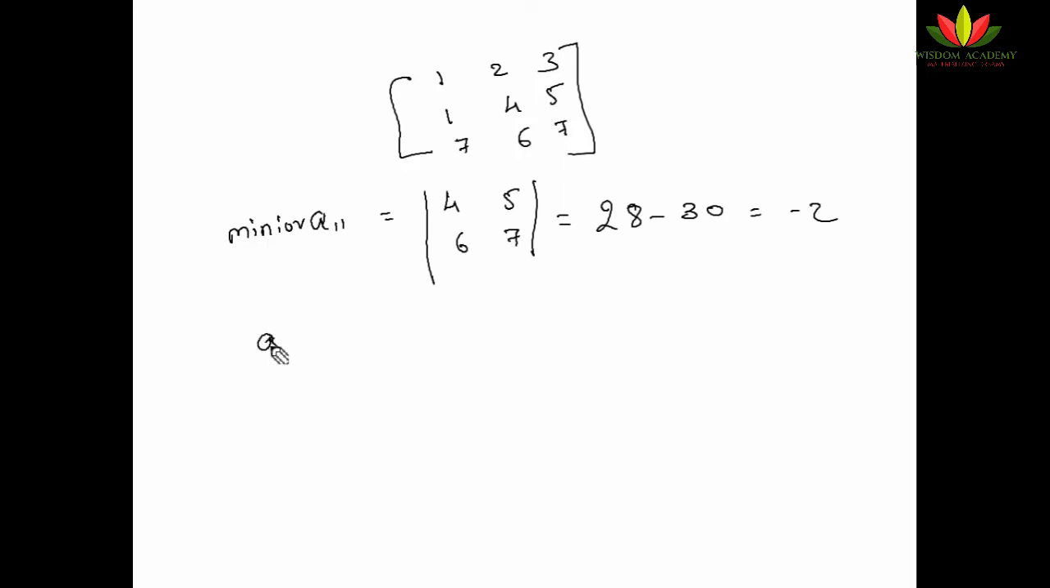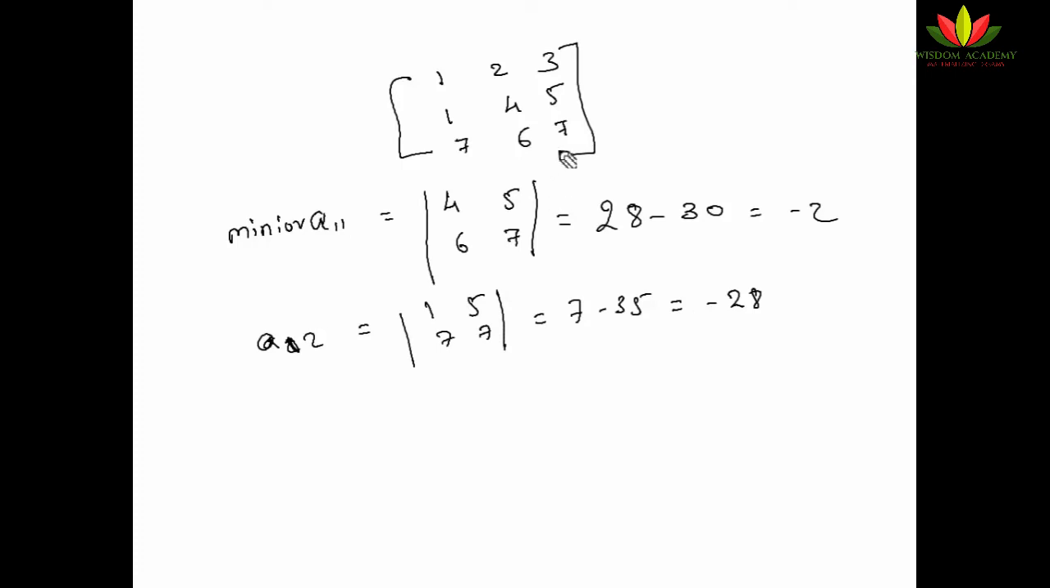Similarly, minor of A12. I will leave the second column and first row. What is remaining? 1, 5, 7, 7. It is going to be 7 minus 35, which is minus 28. So this is known as the minor of the matrix.